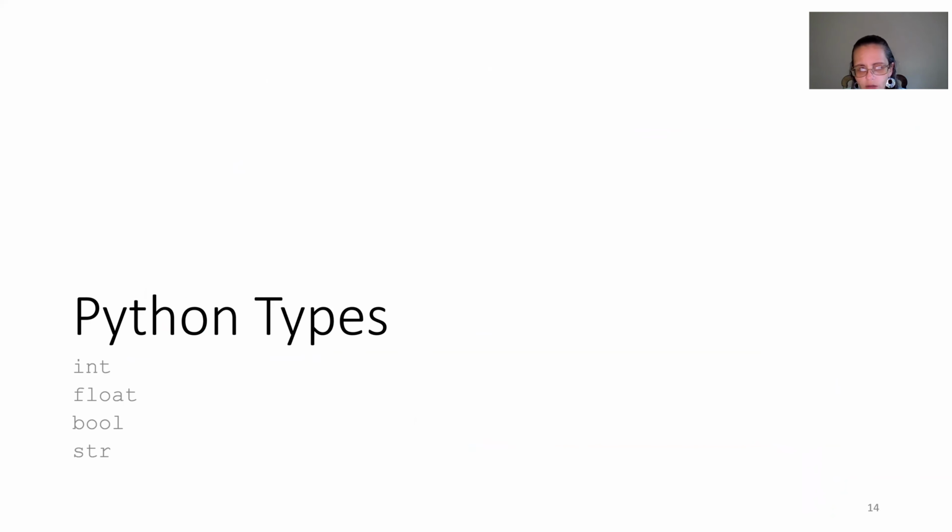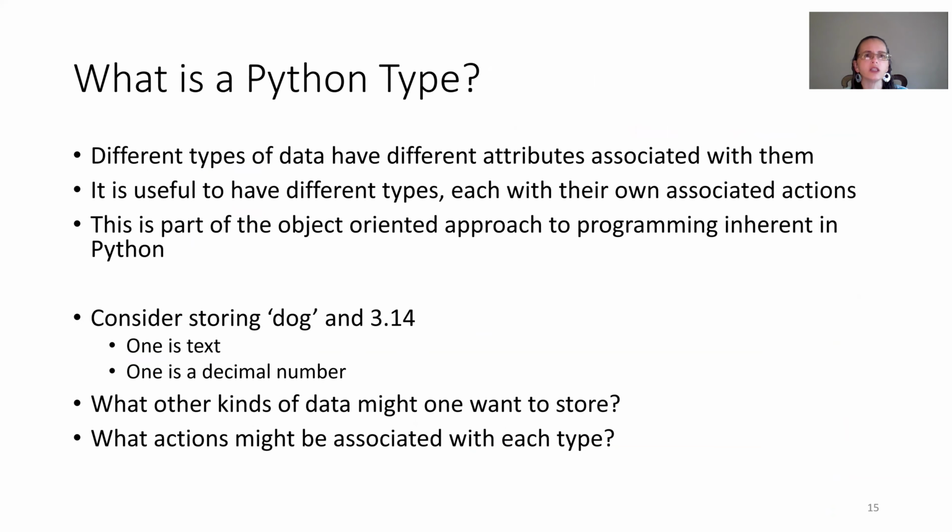All right, so that was our discussion of the basic functions. Let us talk about the Python types. We've been visiting these anyways, but I just wanted to take a moment to focus on these. So what is a Python type? Different types of data have different attributes associated with them. It's useful to have different types, each with their own associated actions. This is part of the object-oriented approach to programming, which is inherent in Python. You may have heard of Python being an object-oriented programming language, and that is part of what we're talking about right here.